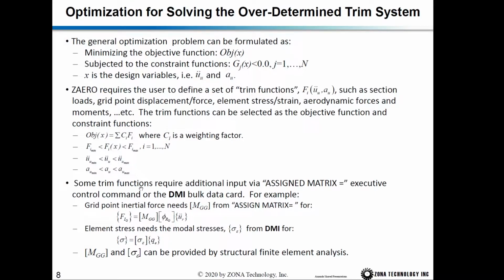And some trim functions require additional input via a sign matrix or DMI Boxer-Car. For example, if you want to compute grid point inertial force, you need to import the MGG matrix. Once you have the MGG matrix times the rigid body mode times the acceleration at the CG, it will give you the inertial load. And also, if you want to calculate the element stress, you need to import the modal stresses.